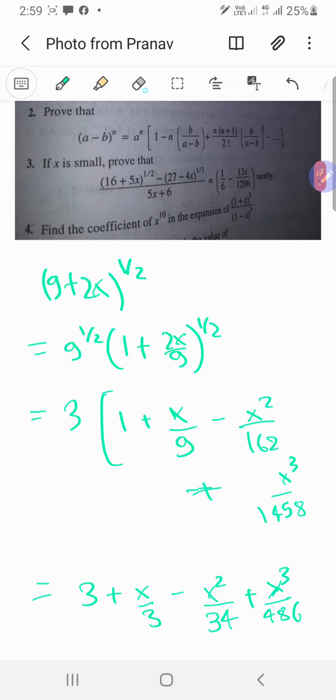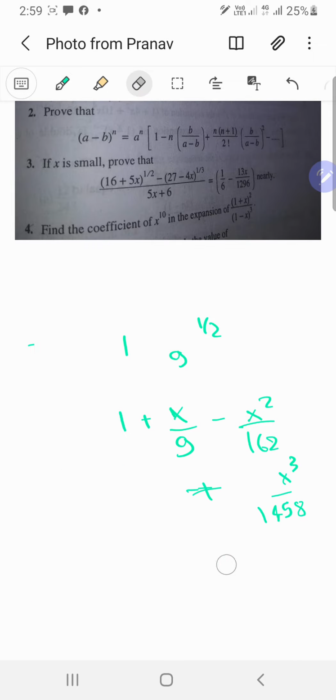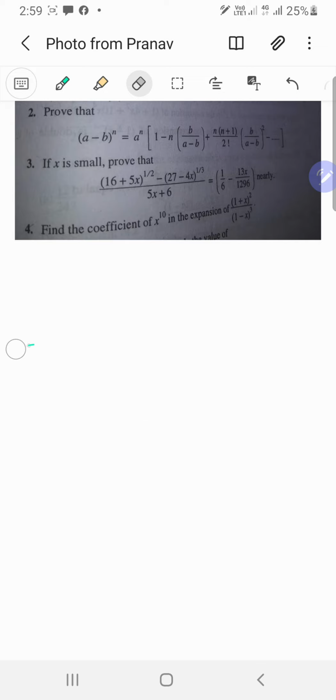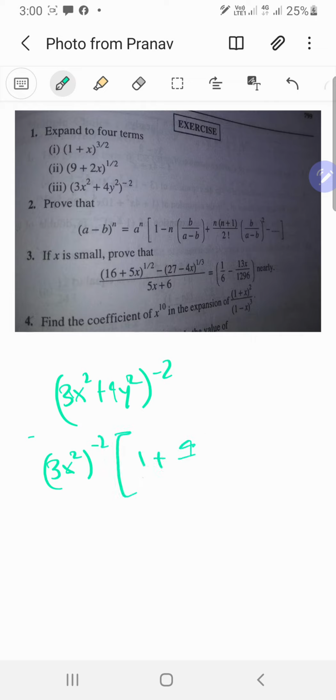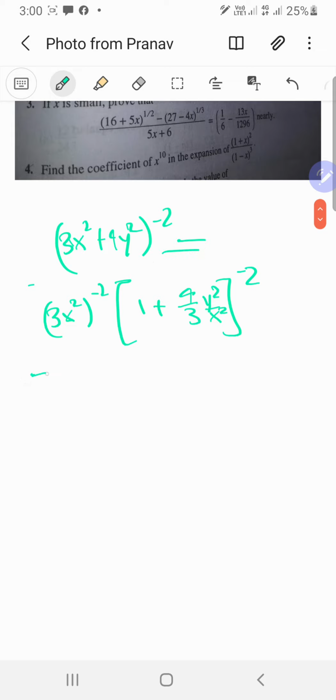And let's move to the last question. So let's erase this stuff. Yeah, so the last question is this thing. So like 3x squared plus 4y squared raised to the negative 2 power, and we want to expand this to 4 terms. So let's just pluck out this 3x squared first of all. So it's going to be 3x squared raised to the negative 2 power, and then 1 plus 4 by 3 y squared by x squared raised to the negative 2 power, right? So this is equal to that guy, which is equal to 3x squared raised to the negative 2 power. And then we want to expand this to 4 terms.